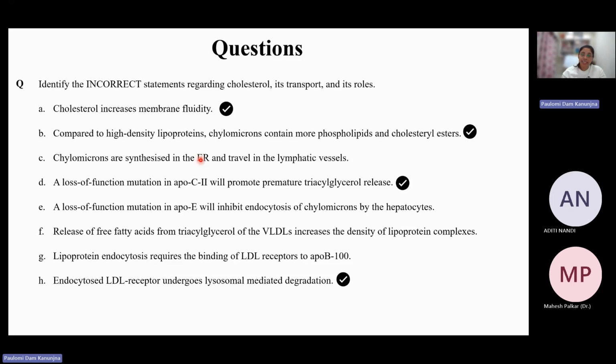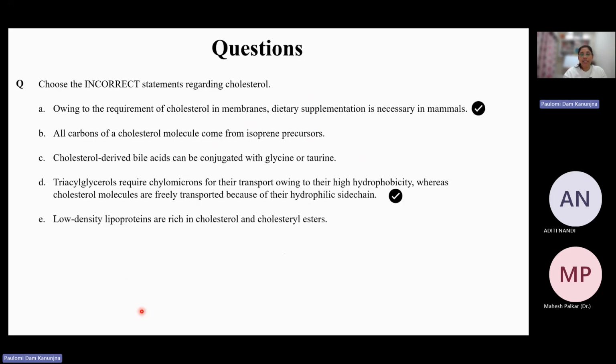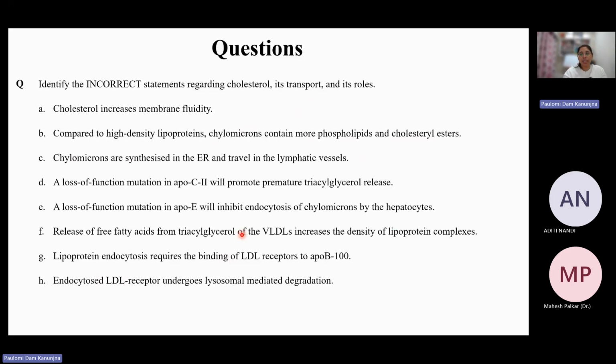Next one says, compared to high density lipoproteins, chylomicrons contain more phospholipid and cholesterol esters, which is incorrect, because chylomicrons, the other category of carriers, are rich in triacylglycerol. So they carry the TAG. This we have already discussed, right? The HDLs, the high density lipoproteins, have phospholipid and cholesterol esters, which are more than TAGs. So that's why it's incorrect. Chylomicrons carry the TAG, high density carry the phospholipids and cholesterol esters, and the LDLs, as we have discussed, are also rich in cholesterol and cholesterol esters, right?